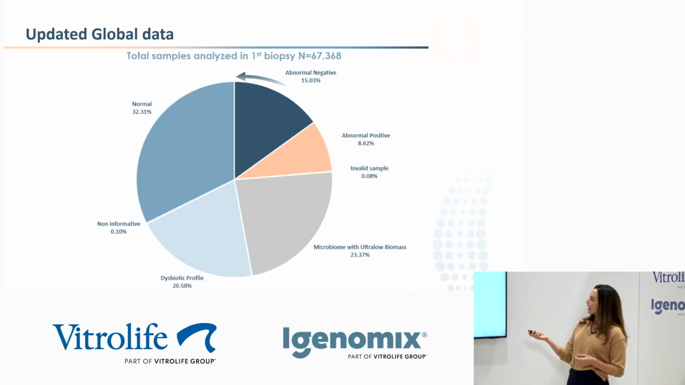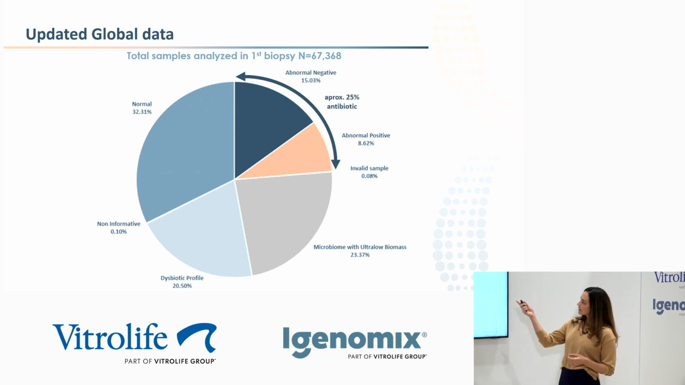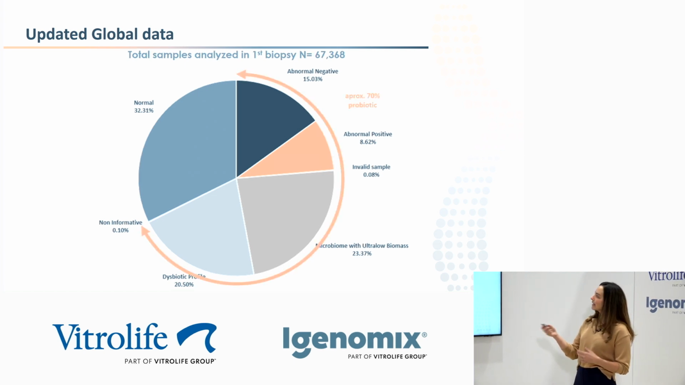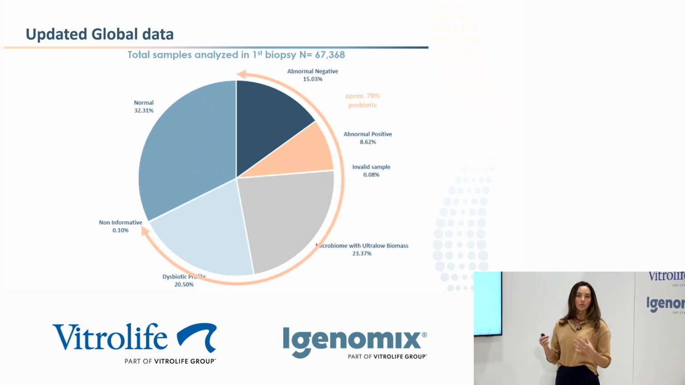Looking at our global data, you can see that this agrees with the study from Dr. Iwami, in which approximately 1 out of 4 patients will need antibiotics because a pathogen has been detected outside of reference range. And with that said, about 70% of patients will need probiotics, again, to provide that safety net with lactobacillus to keep pathogens at bay.